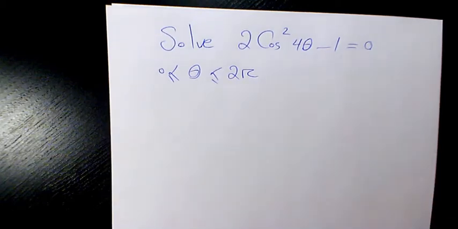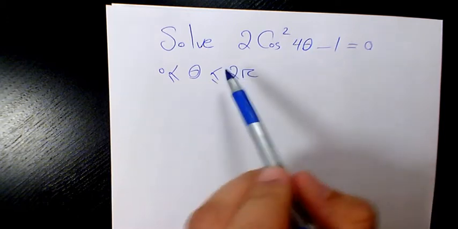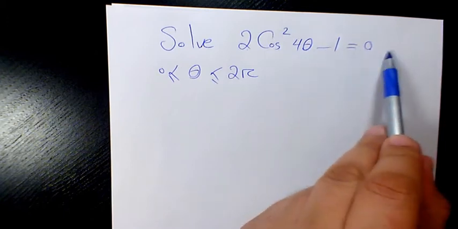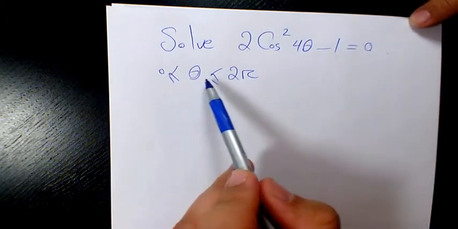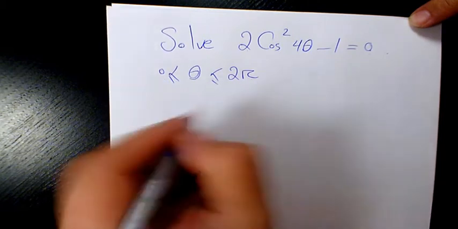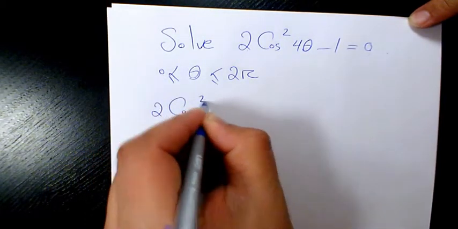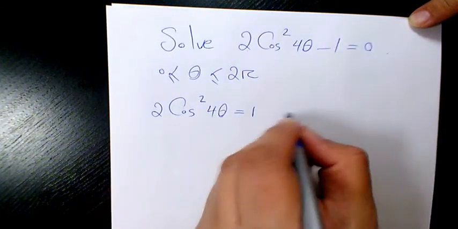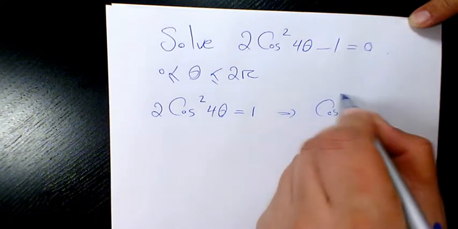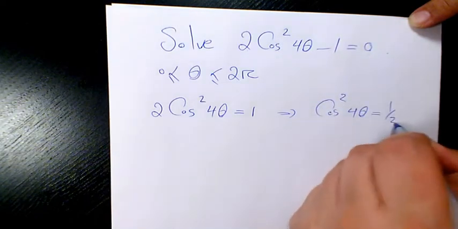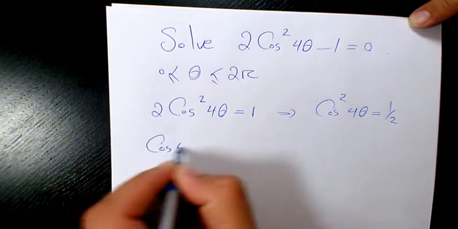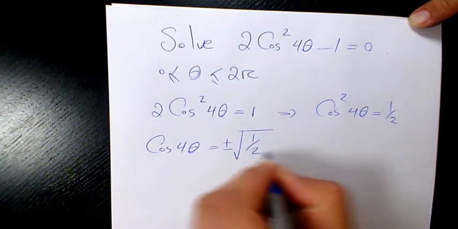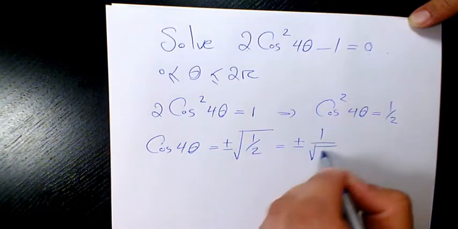Welcome to another video. In this video I want to show you how to solve this equation: 2 times cosine squared of 4 theta minus 1 equals 0, and we need to find theta between 0 and 2 pi. So we're going to say 2 cosine squared of 4 theta equals 1. Then when you move -1 to the other side and divide both sides by 2, that's going to be 1 over 2. Then take the square root: cosine 4 theta equals plus or minus 1 over 2, or plus or minus 1 over root 2.